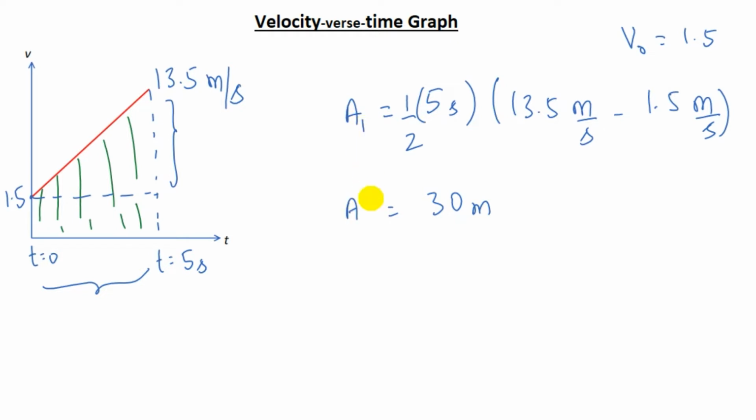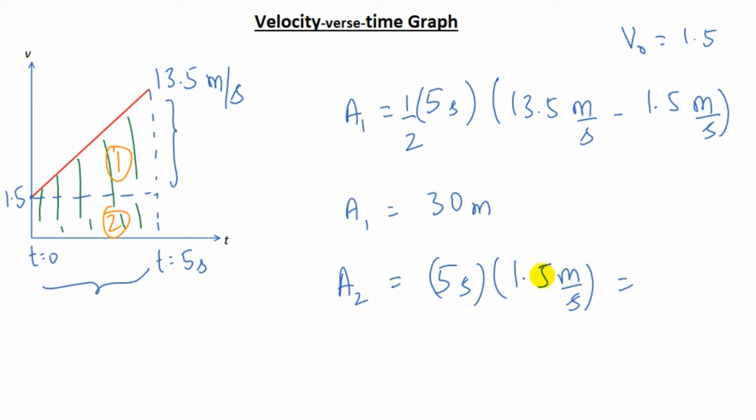So this is area A1. We can take this area to be 1 and this to be second. Now the area A2 is in the form of a rectangle. So the area of the rectangle is length multiplied with width. So length we have 5 seconds and width we have 1.5 meters per second.